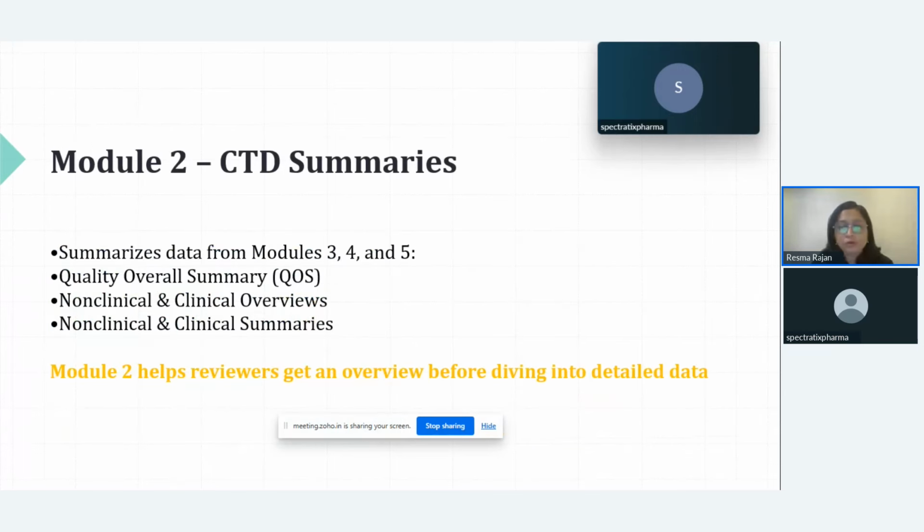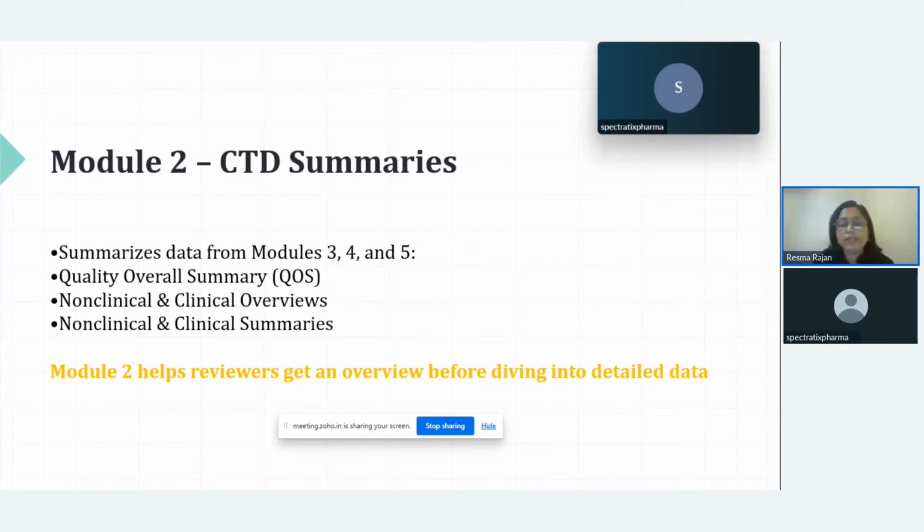When we go to module 2, this module is a summary of what is there in modules 3, 4, and 5. See, the CTD document is a huge amount of data, which will have your company's profile, who the manufacturer is, what your facility is, the facility layout details, everything. And then what quality control systems you have in place, what manufacturing procedure you have, what quality tests you do, then the clinical data, non-clinical data, everything will be there.